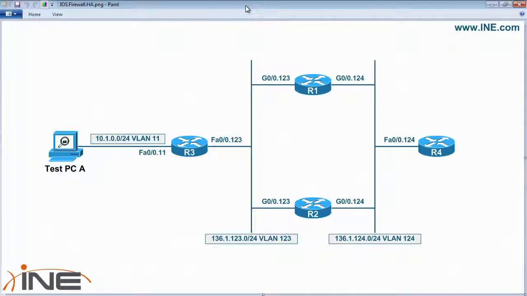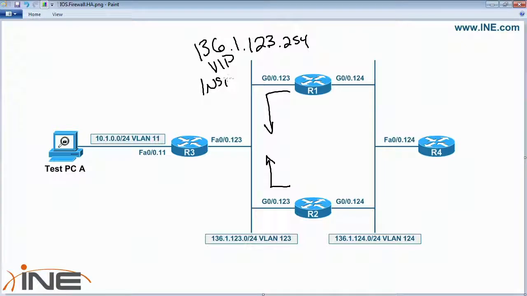So let's go to our next step here before we then verify the full routing, which is we need to configure HSRP. So there's going to be one HSRP configuration here, which is going to use the address 136.1.123.254. So this is the VIP for the inside. And then there's going to be another one here, .254, that is going to be for the outside.